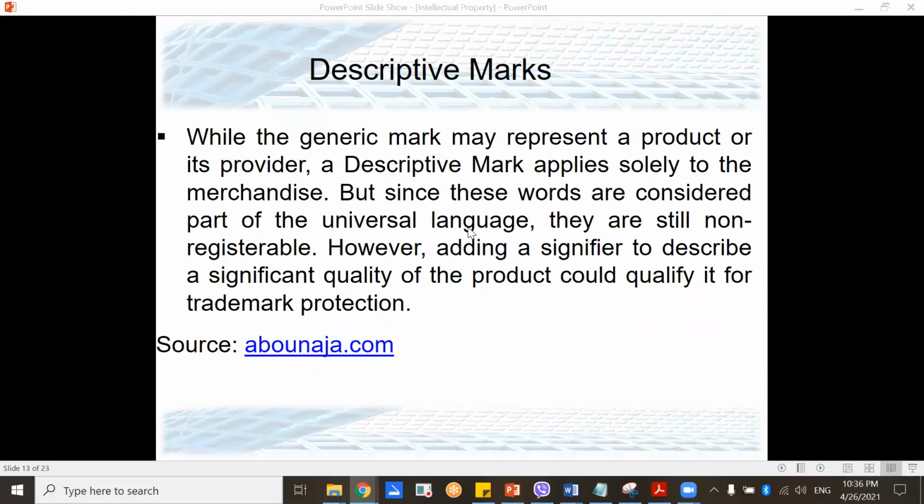Descriptive marks are the next one that we talk about. A generic mark may represent a product or its provider. A descriptive mark applies solely to the merchandise. But since these words are considered part of the universal language, they are still non-registrable, right? Adding a signifier to describe a significant quality of the product could qualify it for trademark protection.